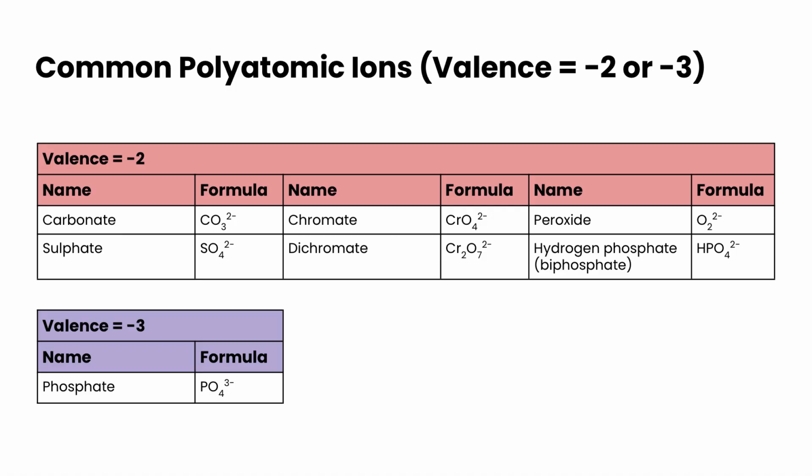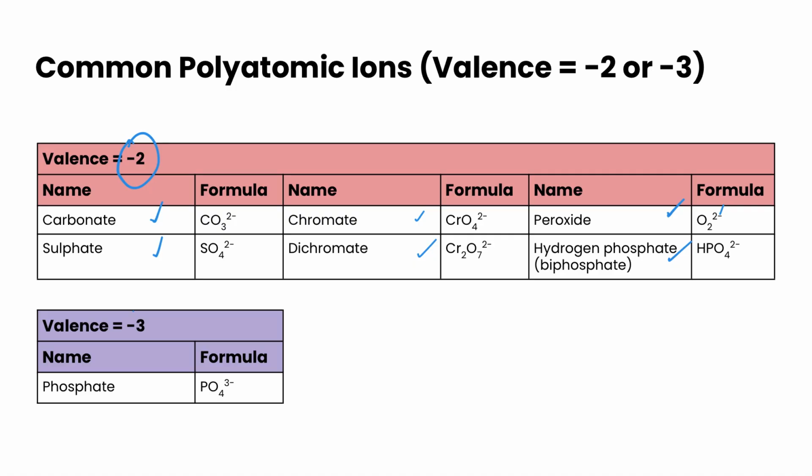There are a few less polyatomic ions that are common with a valence of -2. The ones I'm going to focus on in this video are carbonate and sulfate. There's also chromate and dichromate, which come up quite often, especially in electrochemistry. They're very good for doing redox reactions, which I'll talk about in another video. There's also peroxide, which is O2 2-, and hydrogen phosphate or biphosphate, which is HPO4 2-.